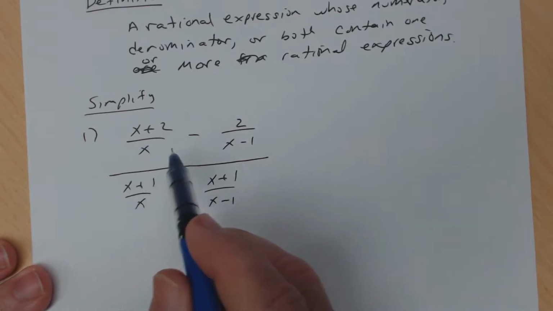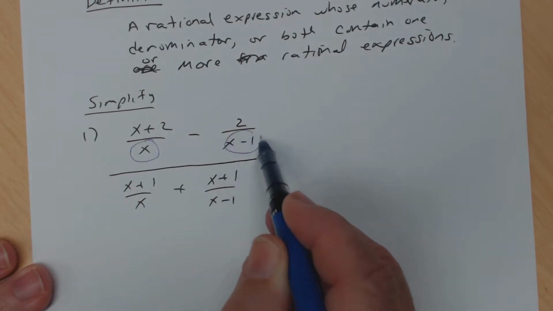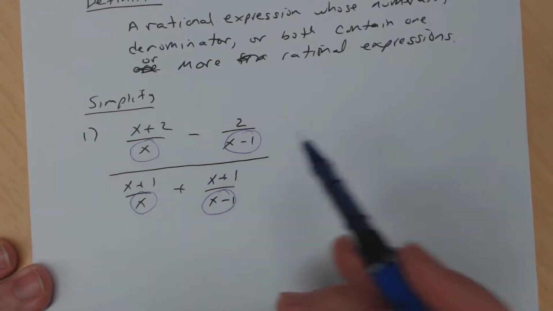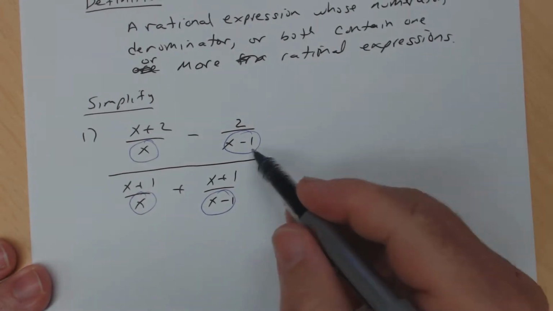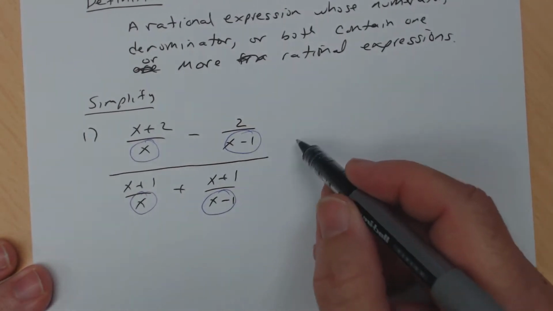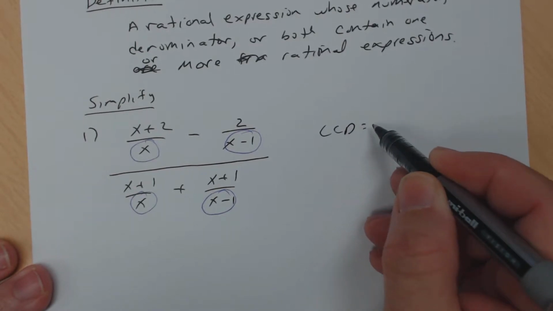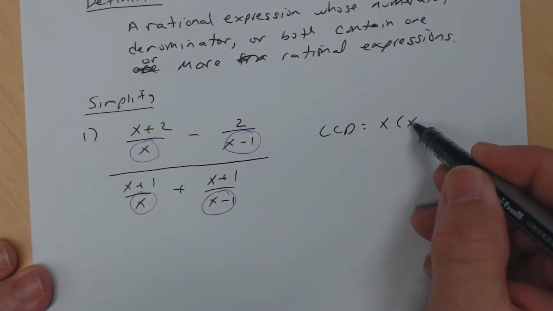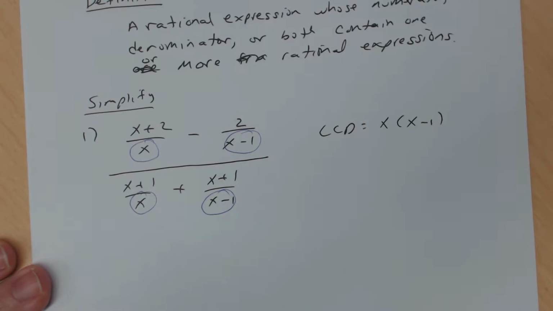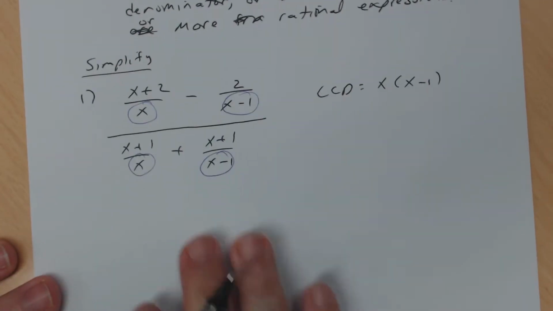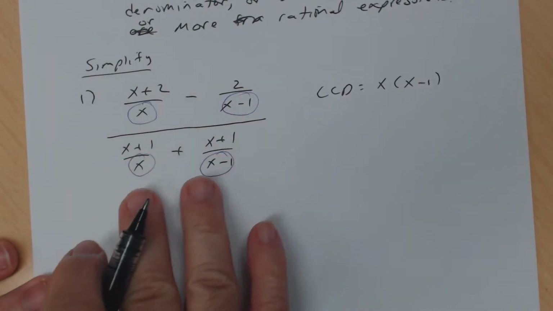Just as in the previous lesson, make sure you factor the denominators. The denominators I can't factor any further, so I'm going to circle those denominators, and you want to find the LCD of those four factors. And so the LCD, if you notice, is just going to be x times x minus 1. That's your LCD.